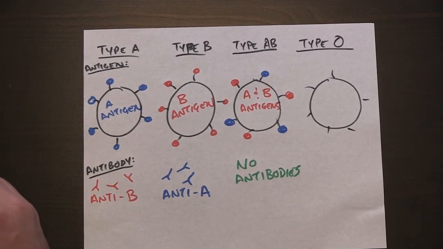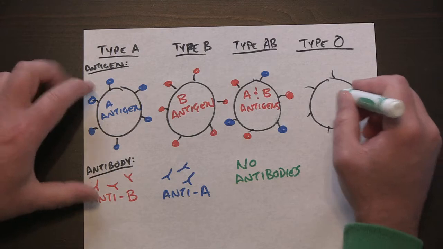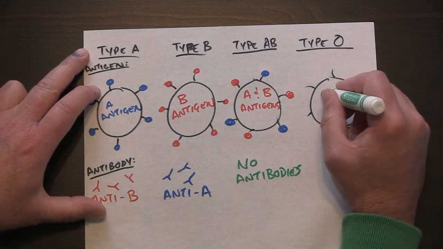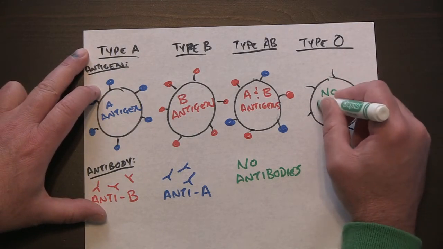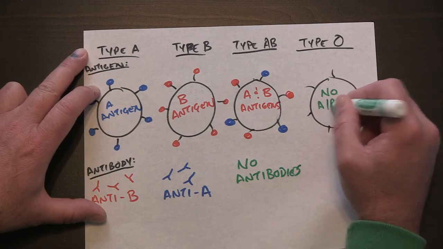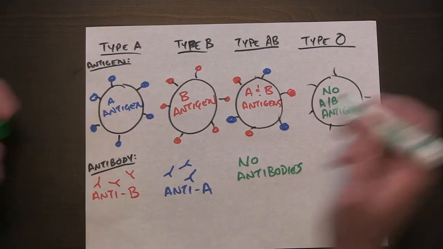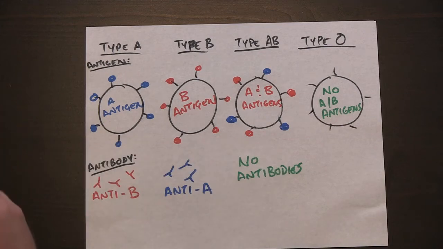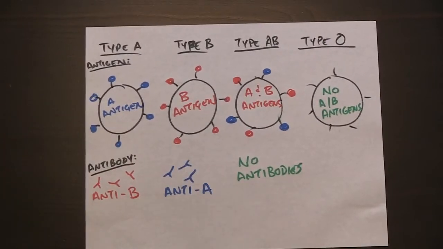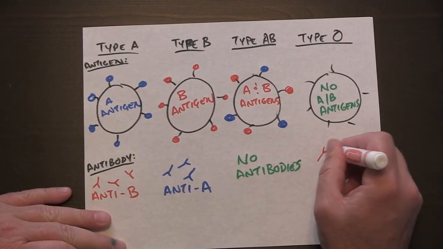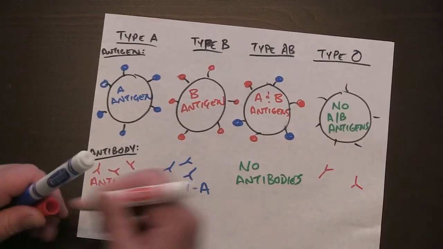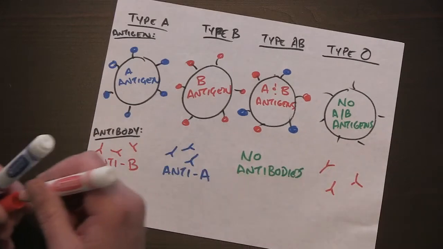Here on the last one, this is type O blood. They have no A or B antigens on the outside. So maybe by now you'll figure out what the antibodies are going to be. Let's draw a third one.